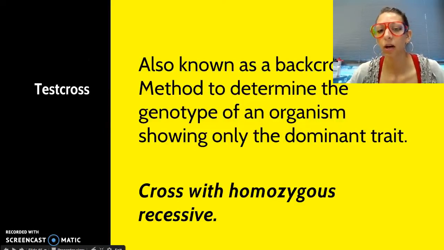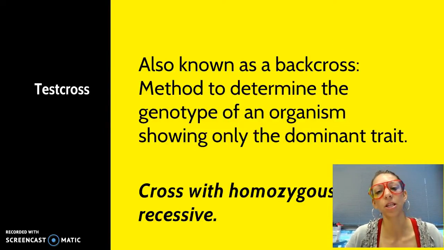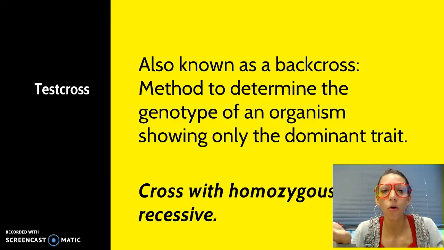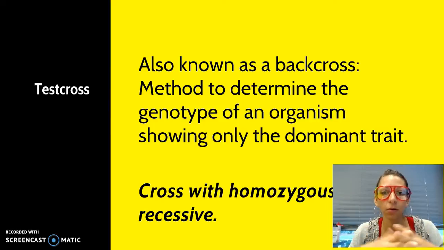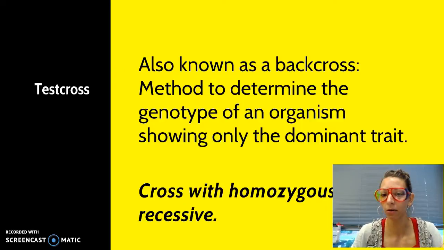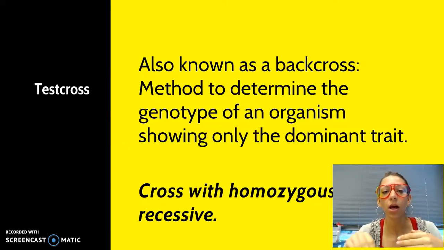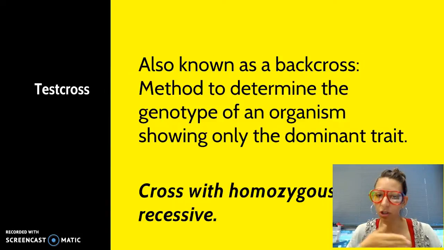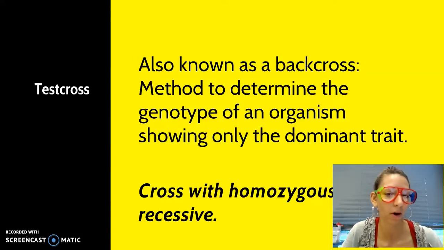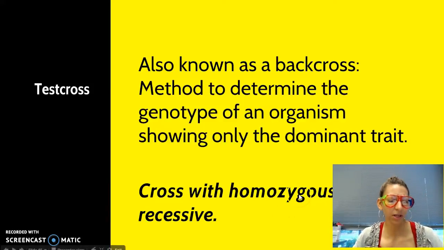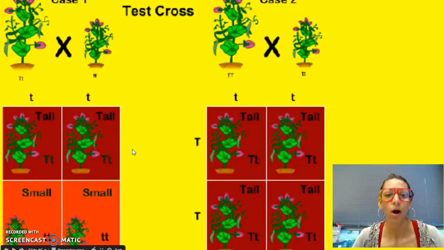We're also going to talk about test crosses. This is also called a back cross, and it's a method to determine the genotype of an organism that shows only the dominant trait. For example, say dark fur was the dominant trait. We have an individual with dark fur, and we don't know if that individual is homozygous dominant or heterozygous. So we can physically do the cross, causing that organism to mate with a homozygous recessive individual, and then we can see from the offspring what the actual genotype of the original dominant parent was. Using this, we can determine our mystery genotype.